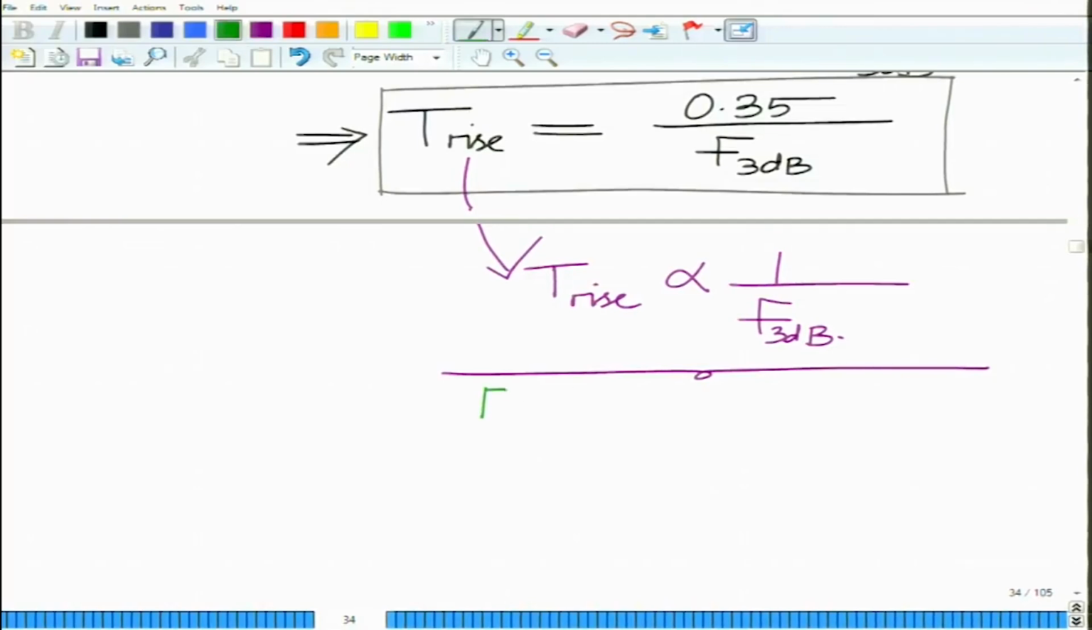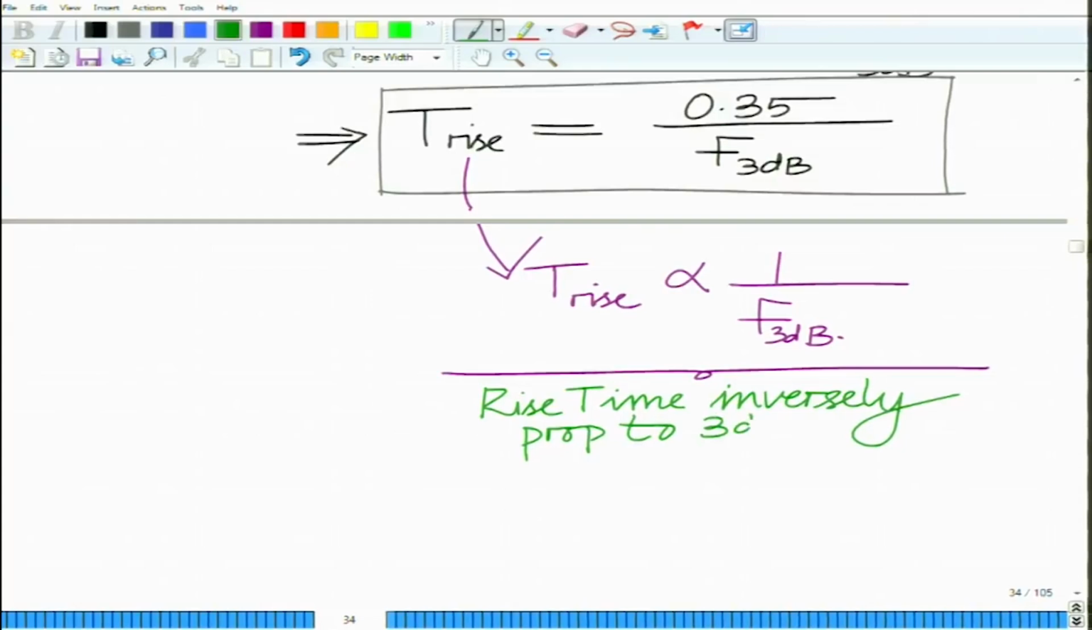Let us also note that the rise time is inversely proportional to the 3 dB frequency, which is a very interesting relation. So, this problem illustrates the concept of the 3 dB frequency, how to derive the rise time, and finally its relation to the 3 dB frequency of the RC circuit.